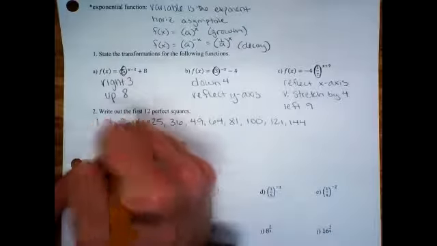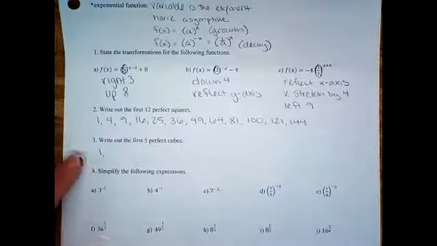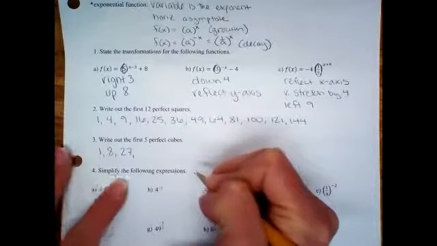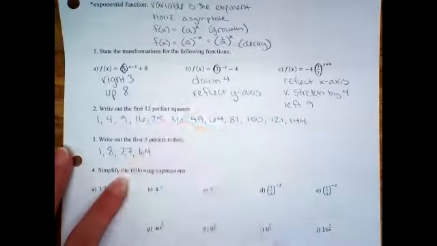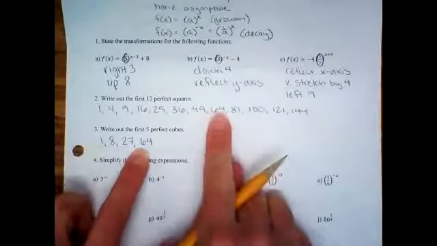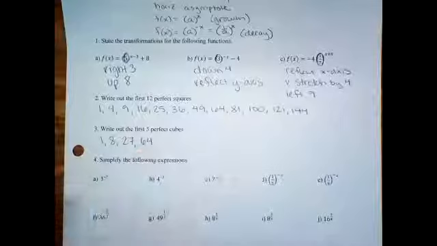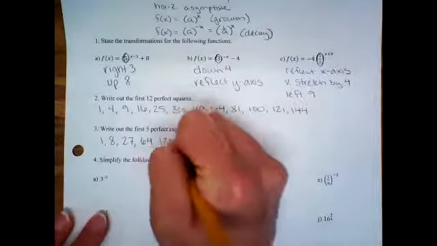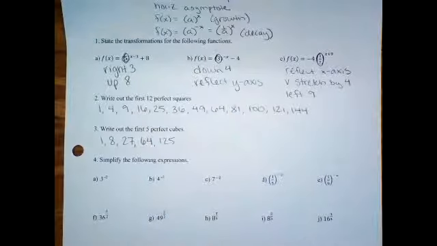1 cubed is 1, 2 cubed, 8, good, 3 cubed, 27, 4 cubed. Now you have to be careful with that one because it's on both lists. 8 squared is 64 and 4 cubed is 64. So just be careful with that. And then 5 cubed, 125, right?